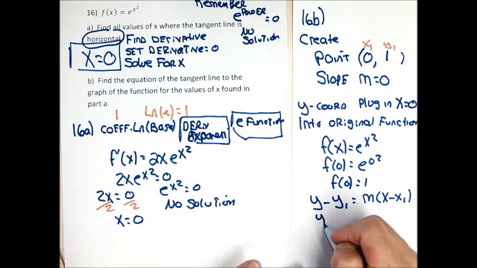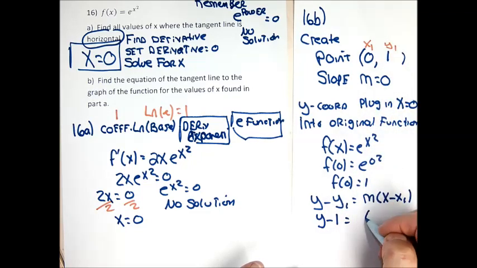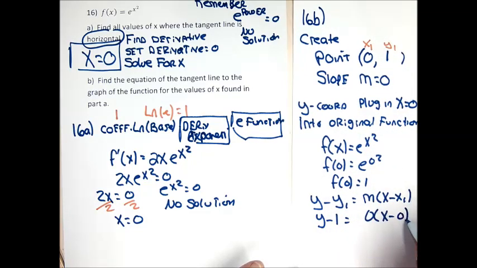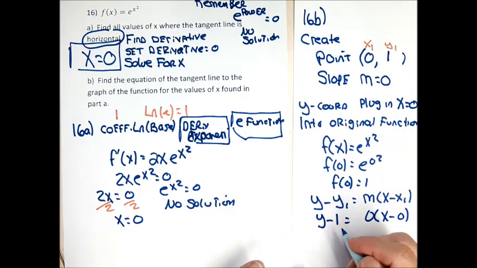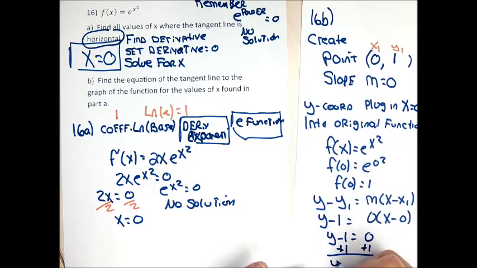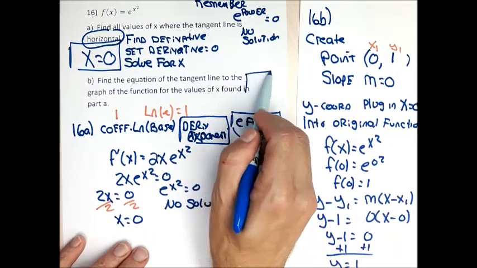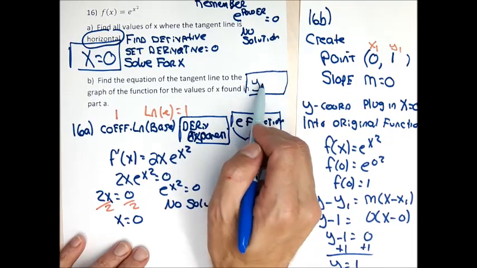So I'm going to go y minus y1, which is the 1, equals m, which is 0, times x minus 0. On the right-hand side, you get 0 because any quantity times 0 is equal to 0. And then I'm just going to add 1 to both sides. The answer to part B is just going to be y equal to 1. Anytime we're doing a horizontal line, the equation won't have an x, it will only have a y.